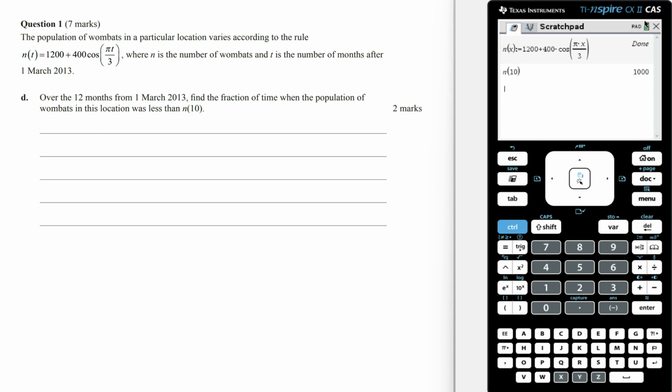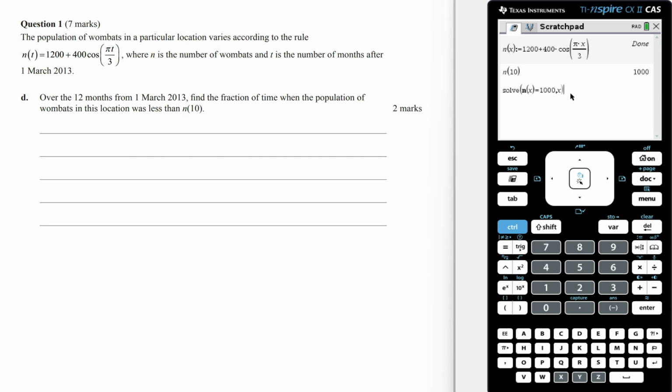Part D. Over the 12 months from 1st of March 2013, find the fraction of time when the population of wombats in this location was less than n of 10. We just worked out that n of 10 is equal to 1000. To find the times when the population is going to be less than n of 10, which is less than 1000, we first need to work out at which times the population is going to equal 1000. To do this, we can use the solve command in the calculator. And we let n of x equal 1000. And we solve for x.